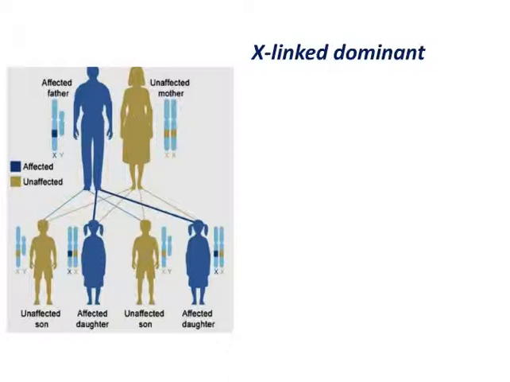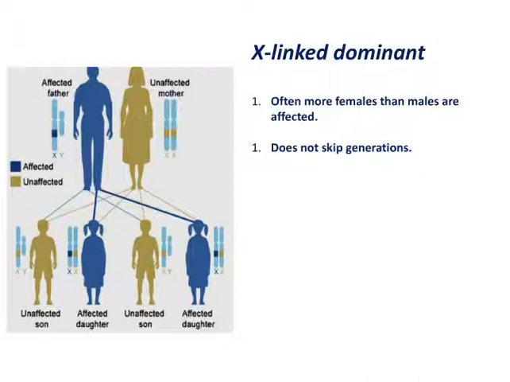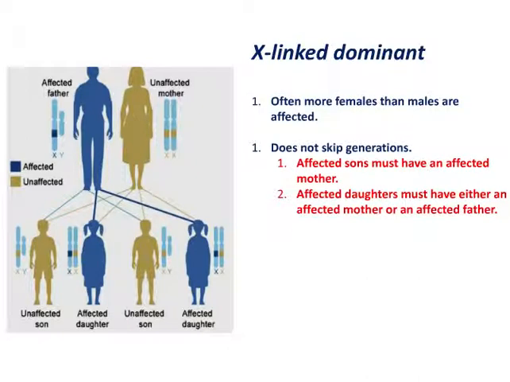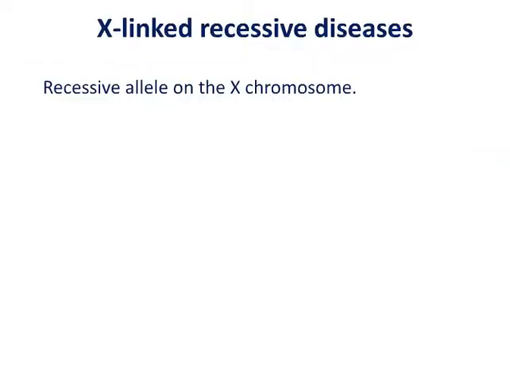Inheritance patterns for X-linked dominant disorders will often show more females than males are affected, and it will not skip generations. Affected sons must have an affected mother. She is who gave them their only X chromosome. Affected daughters must have either an affected mother or an affected father. All daughters of an affected father will have the disorder. Affected mothers, if heterozygous, will pass the trait on to half their sons and half their daughters.